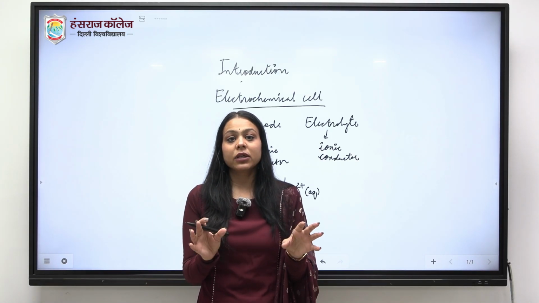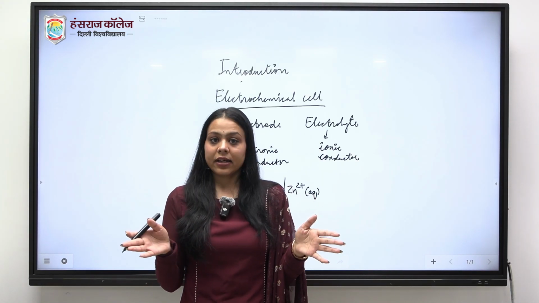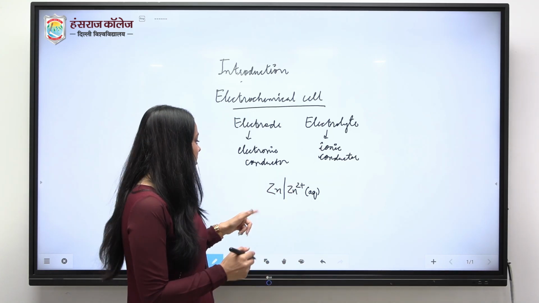An electrochemical cell is actually comprised of two parts, the oxidation half and the reduction half. So we can represent it in this way. So this is a kind of half cell.